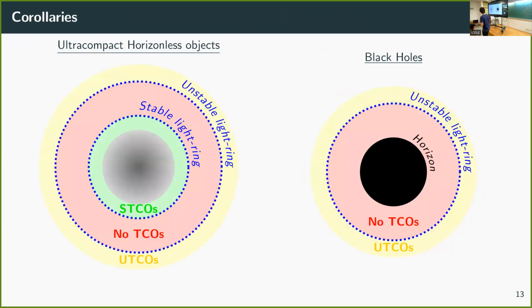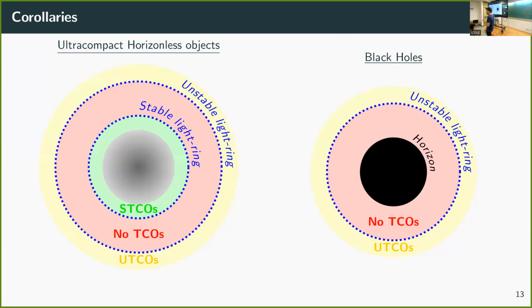Then with these two results, you can use it to prove that this is in fact the structure that you always see for these two types of objects. So regarding the first one, the ultracompact horizonless object, the region between the stable and the unstable light ring will always be a region without time-like circular orbits, because beta will always be negative there. Because in order to show this, if you want a different region between the light rings, beta must be positive to have time-like circular orbits there.